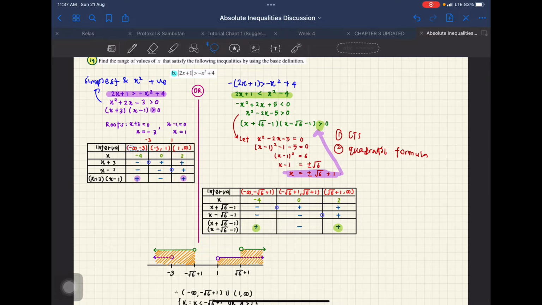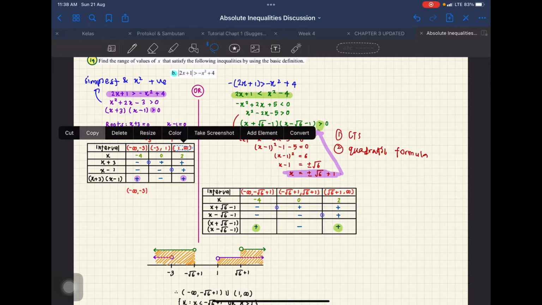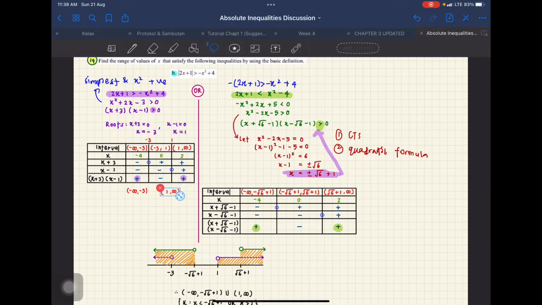Okay, saya copy, paste. Okay, and then this one, saya copy juga. Saya paste kat bawah. Okay, so I have two region of answer. So just put the union sign. Okay, same goes for this one.